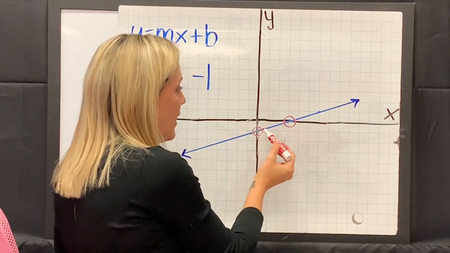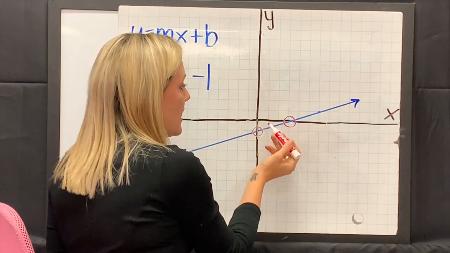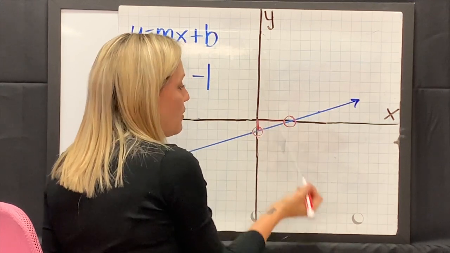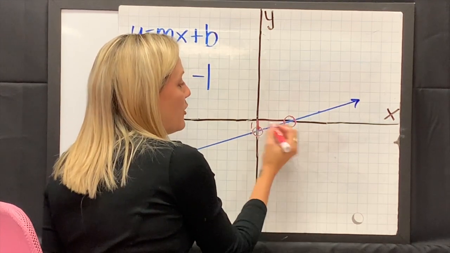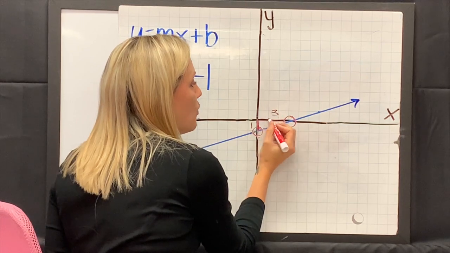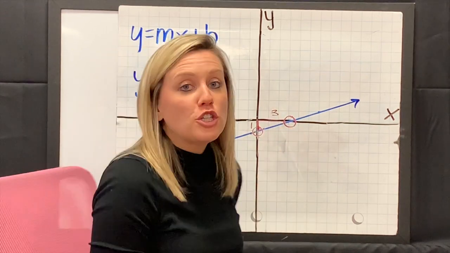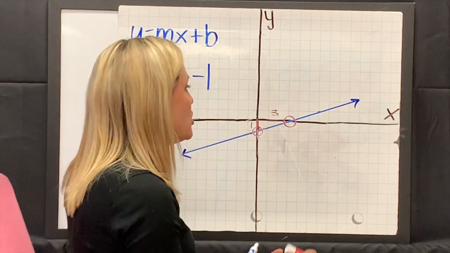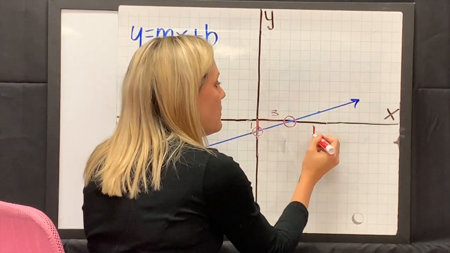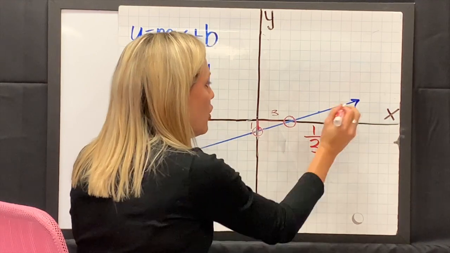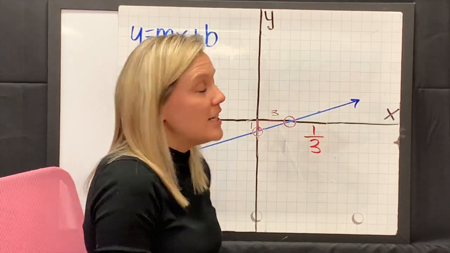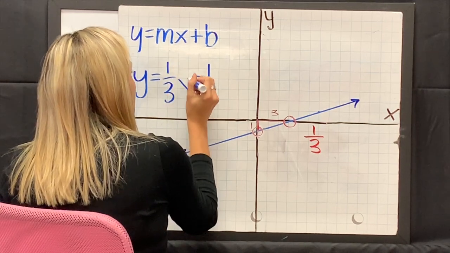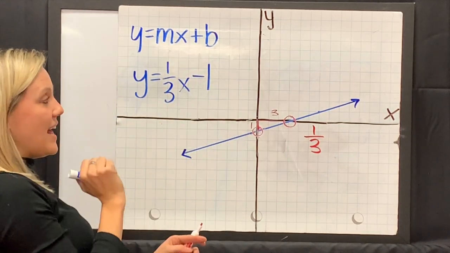Then I'm going to figure out how this first point got to this second point, and we went up to the right. It looks like we went up 1 unit, to the right 3 units. 1, 2, 3. Make sure you're always counting the spaces as a unit. So up 1 over 3 is equivalent to 1/3, and I know that my slope is positive. So I'm going to write 1/3 x minus 1, and there you have it.